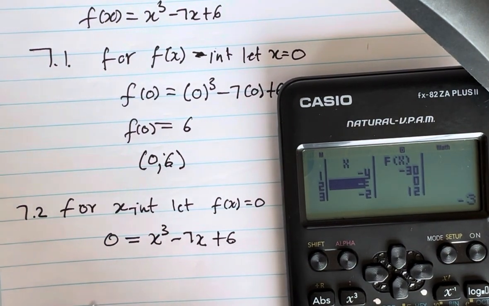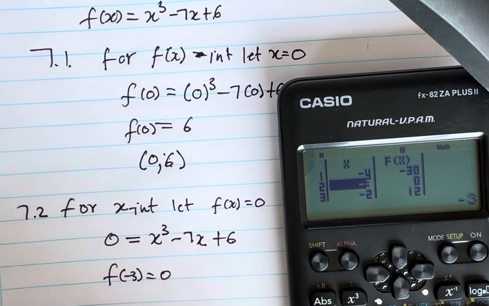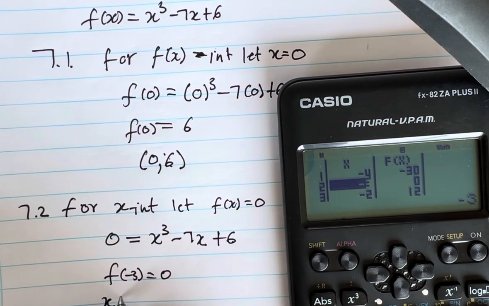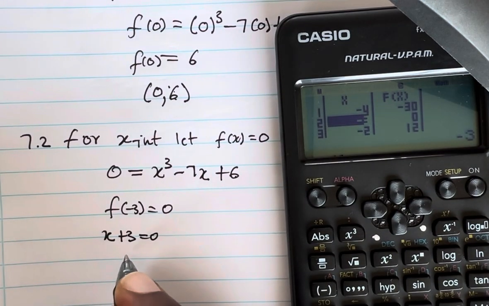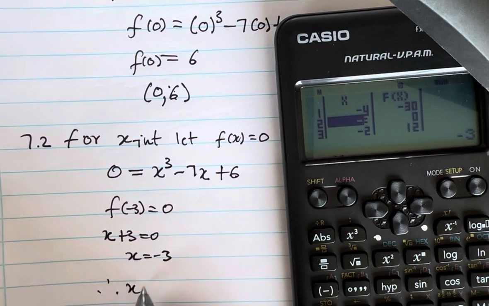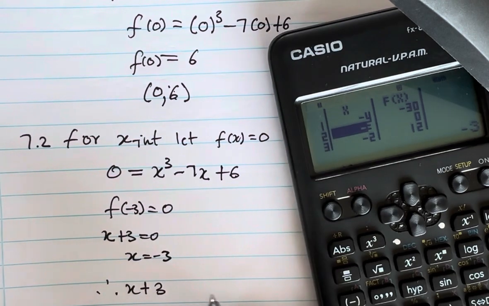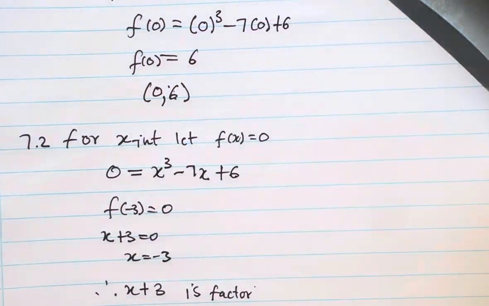It's 0. What is the meaning of that? f of -3 is equal to how much? 0. For us to have this, it simply means you must have x plus 3 equals 0, for us to have x equal to how much? -3. Therefore, x plus 3 is a factor. You just take the first one. Normally take the first one.